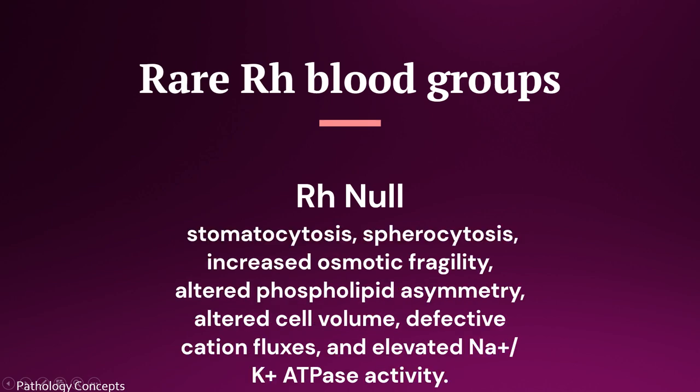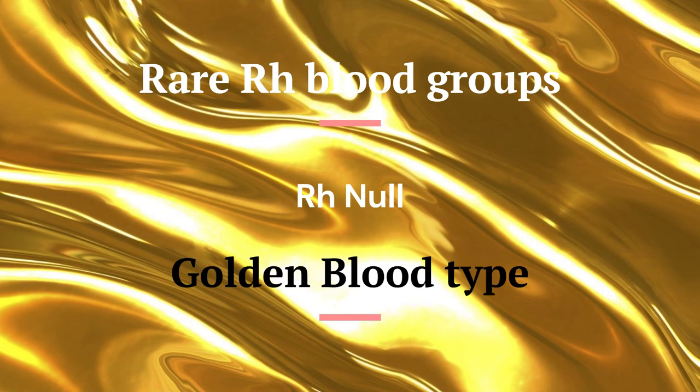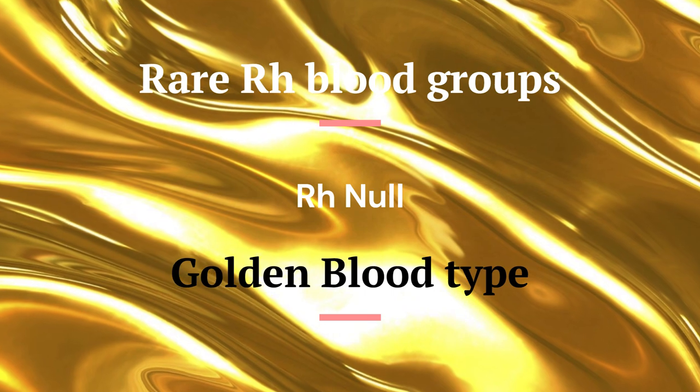The syndrome is associated with stomatocytosis, xerocytosis, increased osmotic fragility, altered phospholipid asymmetry, altered cell volume, defective cation fluxes, and elevated sodium-potassium ATPase activity. And it is known as golden blood type.